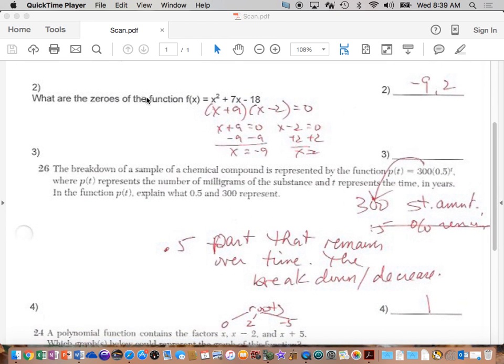Now, number two, Lena, make sure you're paying attention here. It says, what are the zeros? The zeros are never written as coordinates. What did I just say, everybody? The zeros are never written as coordinates. It's just whatever values of x lead to a zero. So you factor it, you come up with -9 and +2. That's what they should be.